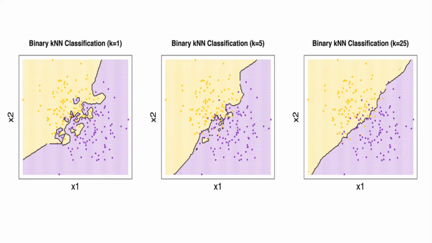Now this is a sample image, and you can see the variation of the decision boundary as k increases. With k equal to 1, the decision boundary is very complex, and with k equal to 25, it is very simple. So we need to choose a k that produces a decision boundary that is neither very complex, which we call overfitting, nor very simple.